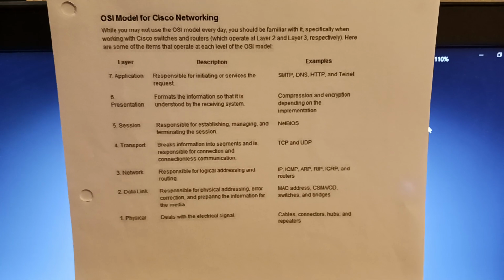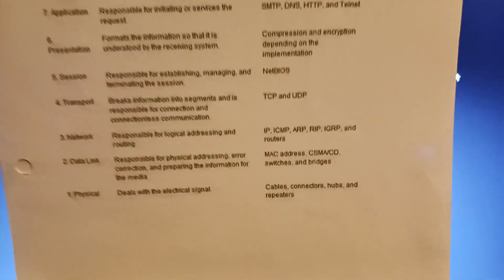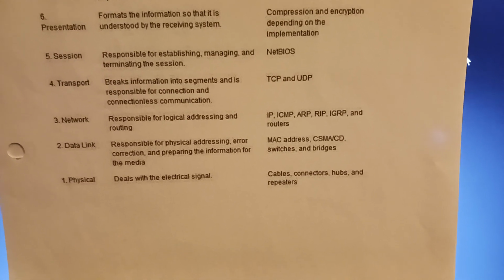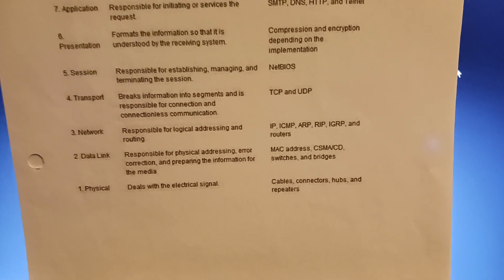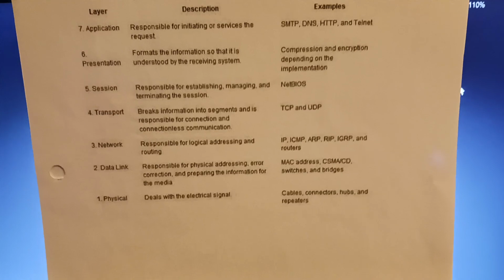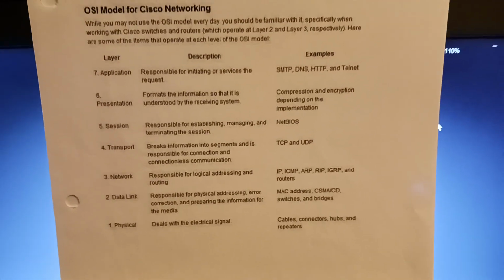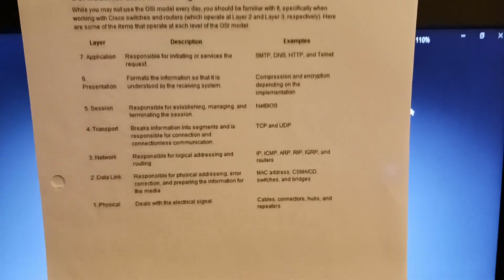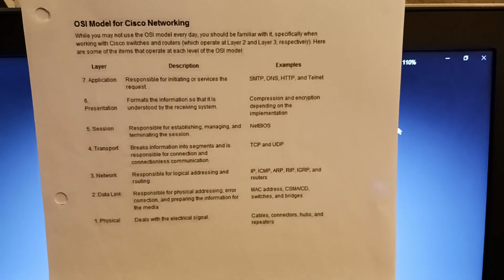There are TCP ports, there are UDP ports. And there are the protocols that you see over here: IP, ICMP, ARP, RIP. All right, there are commands and there are ports and protocols. So within each layer, there's a protocol. Within each layer, there are ports. And they have to work.